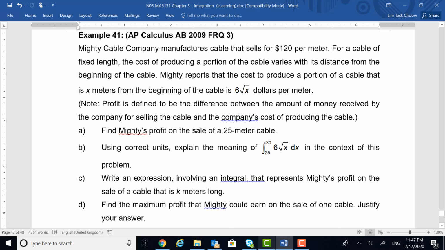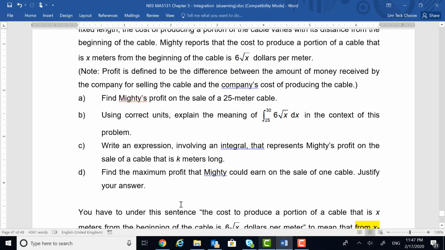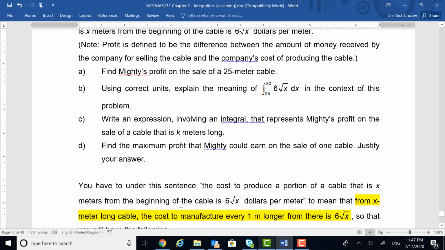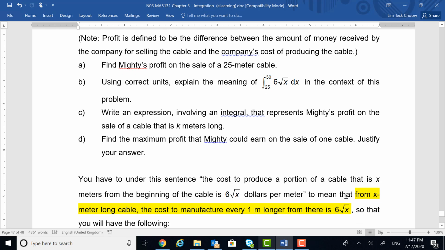Okay, to start with, let's get this cleared up first. As I told you just now, this statement means that you already have X meters of cable, and beyond that, to make the cable 1 meter longer, it costs you 6 root X.